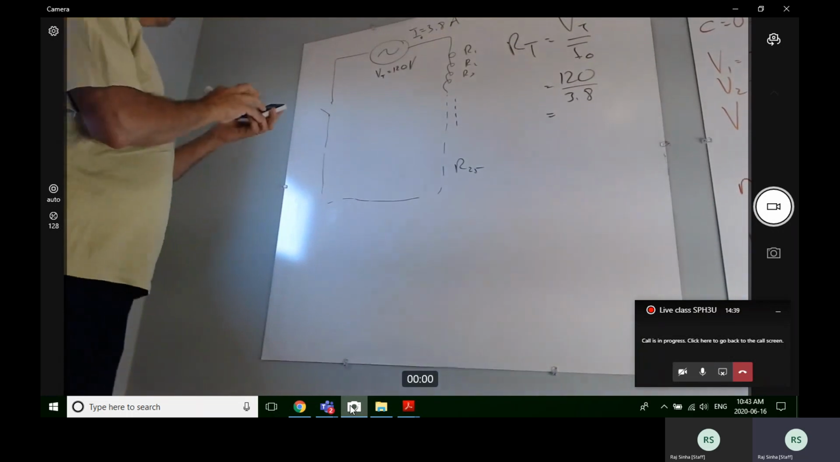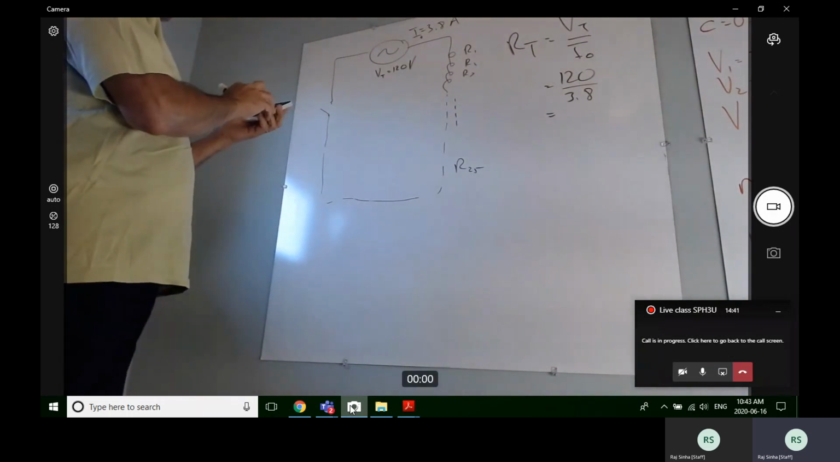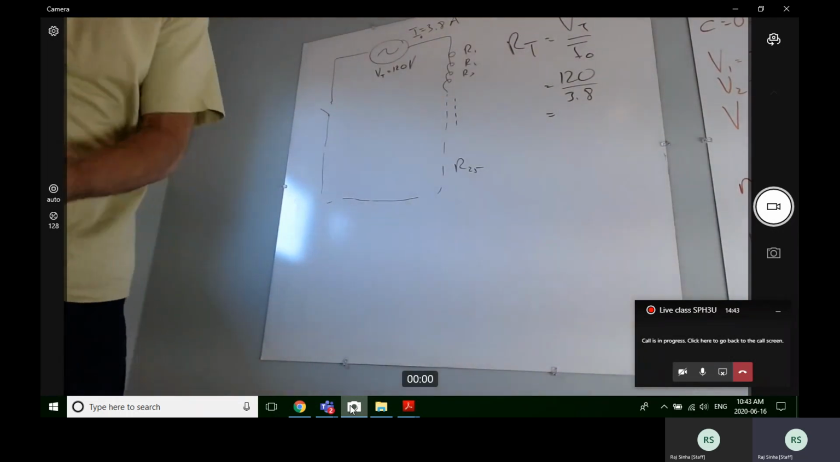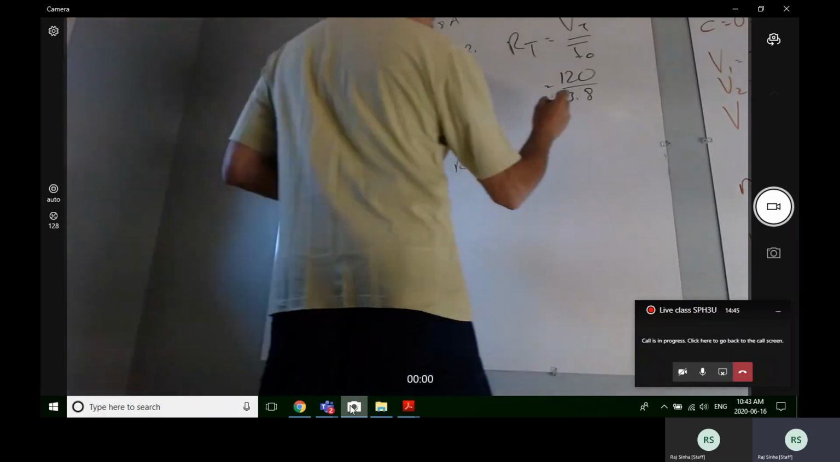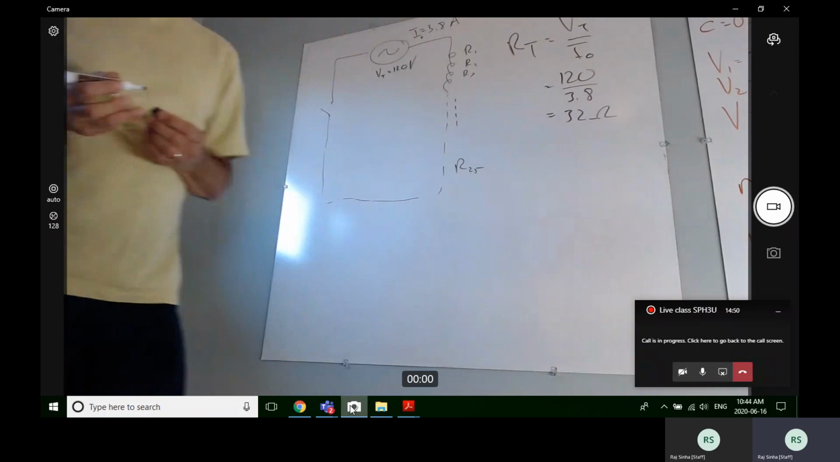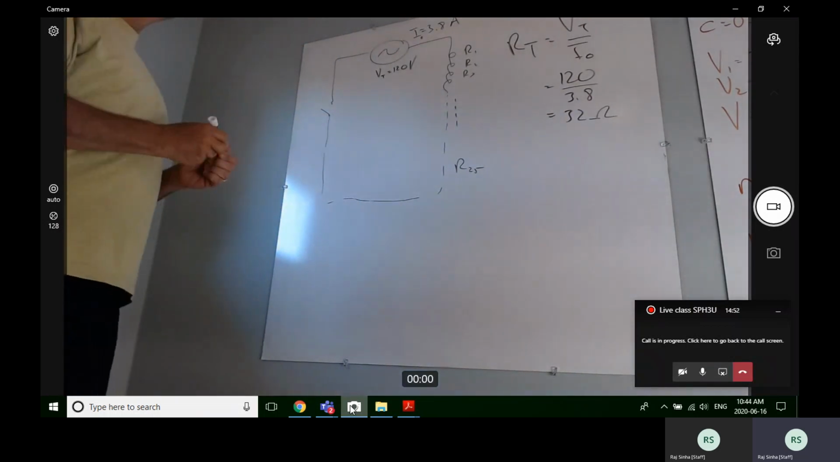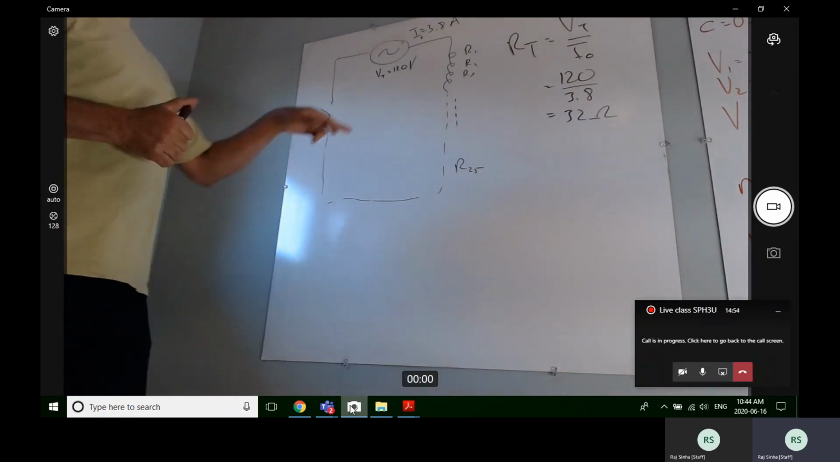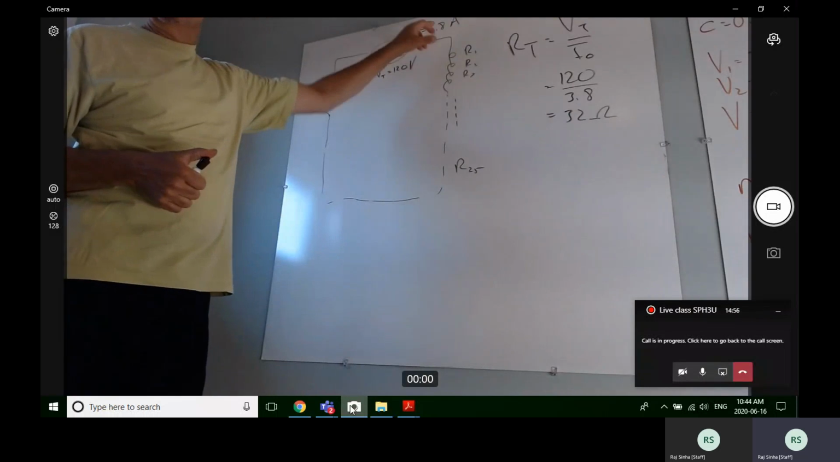I'm going to work through these. I like to do them as we're working through them. That way you can see how fast and easy it is. Okay, so I'm getting 31.6 ohms or 32 ohms, 2 sig digs because of my current up here.